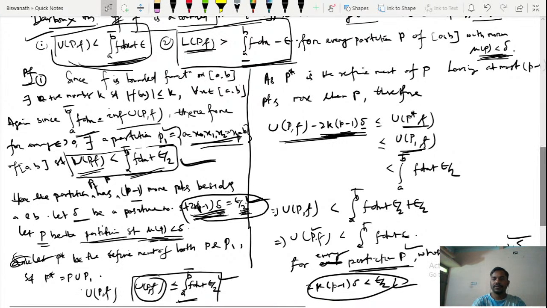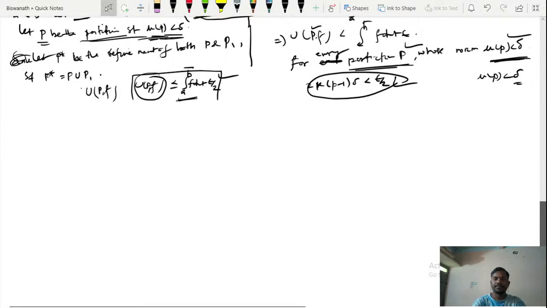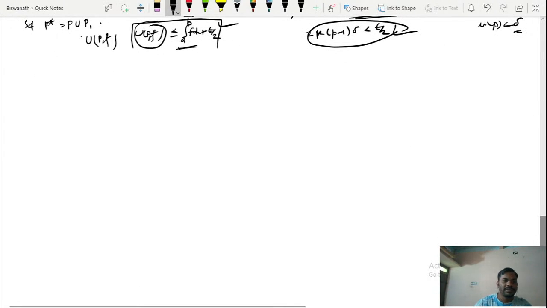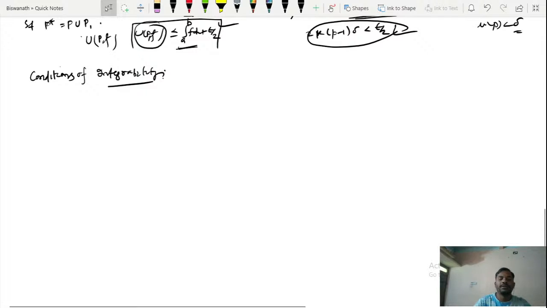Okay, I will read. If there is any doubt, then you will ask me. Now, conditions of integrability. We already know one condition of integrability. Now we will study another condition. What we knew before was that if the lower Darboux integral is equal to the upper Darboux integral, then it is integrable. That you studied before. Now we will study another integrability condition.